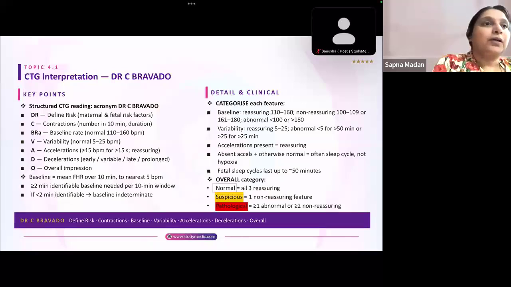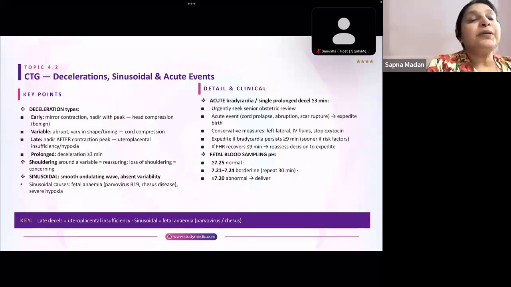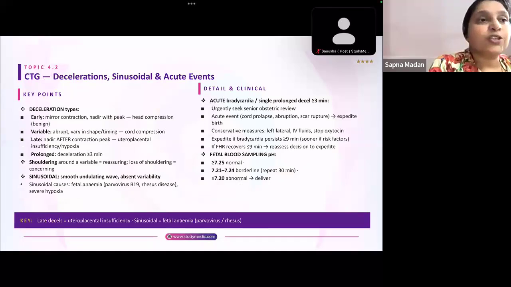So now the types of deceleration. So there can be early deceleration, which will be actually mirroring the contraction. Okay, so the contraction peak will be the decelerations base, the nadir of the deceleration. And this is considered benign. It is considered as head compression is happening. So we often see these in second stage, and these are considered non-worrisome.